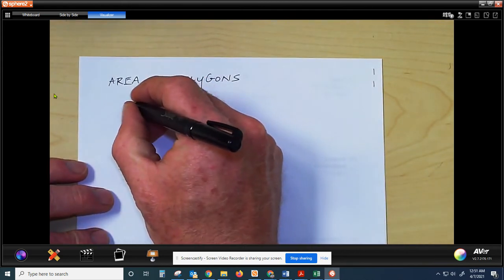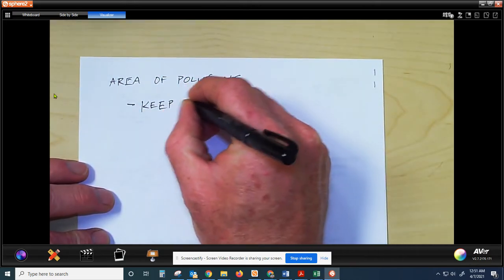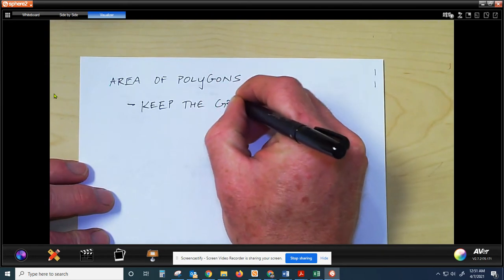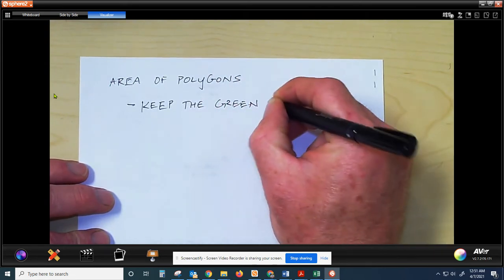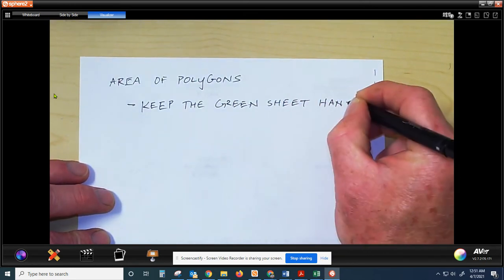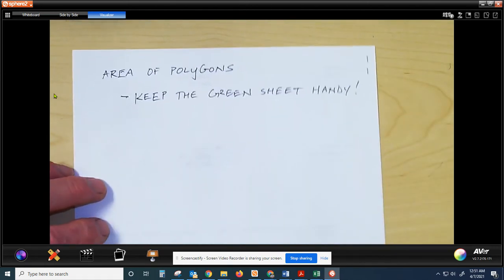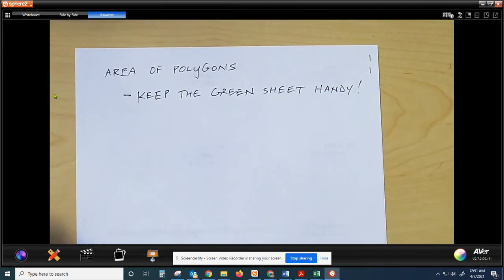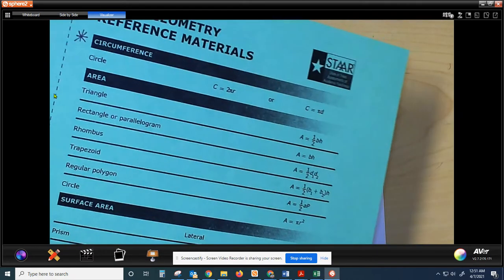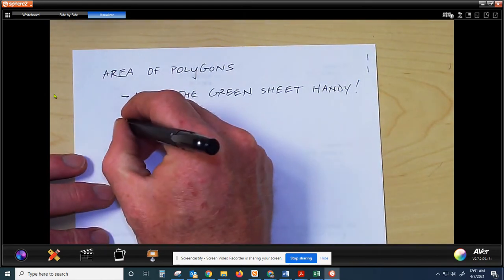Okay, so that's point number 1. Keep the green sheet handy. All right, there's my big point. I think Mr. Scott and Ms. Sitek and I are all more interested in developing how you think, how you solve a problem, than we are in having you memorize everything on a reference card that is given for STAR tests. You're given that to work with. Let's work on the thinking part.